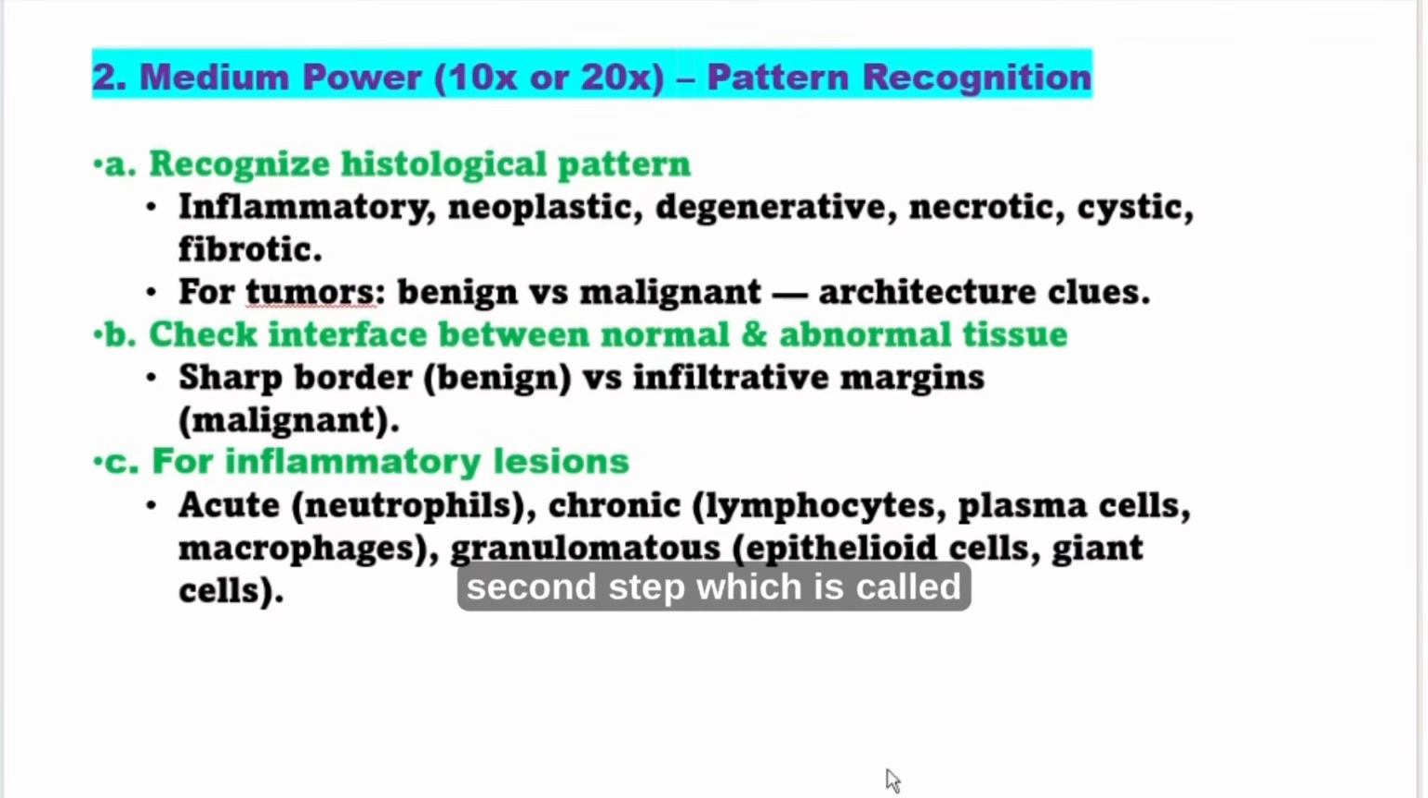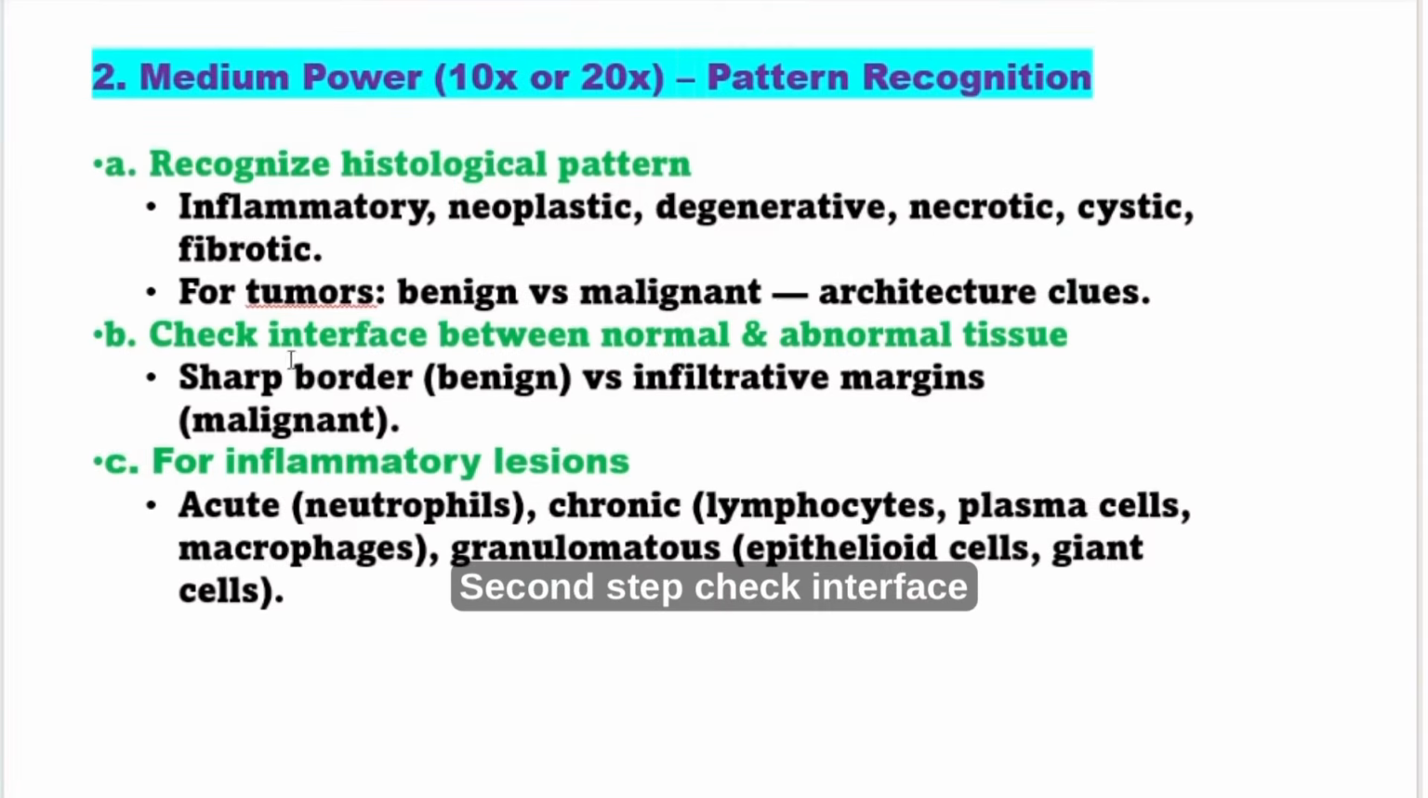Now the second stage is called pattern recognition. We use medium power, either 10x or 20x, to recognize the histological pattern, whether this is inflammatory, neoplastic, degenerative, necrotic, cystic or fibrotic. For tumors, whether it is benign or malignant is identifiable by architectural views.